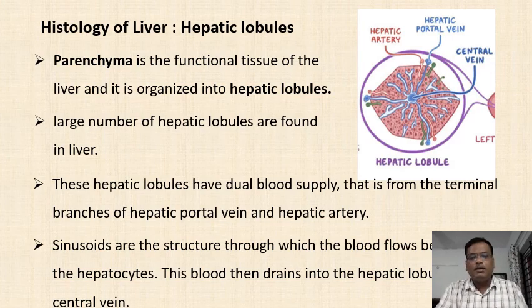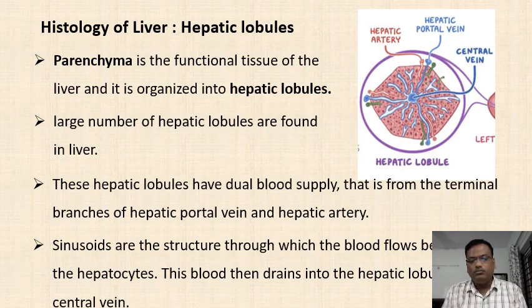And a large number of hepatic lobules are found in the liver. So structurally, liver is made up of a very large number of such hepatic lobules. You can imagine the hepatic lobules present in a very compactly arranged manner, and that together forms the liver. So liver is simply packed with structures called hepatic lobules, and these hepatic lobules have dual blood supply. So the liver is actually supplied with two blood supplies, from the terminal branches of the hepatic portal vein and hepatic artery.